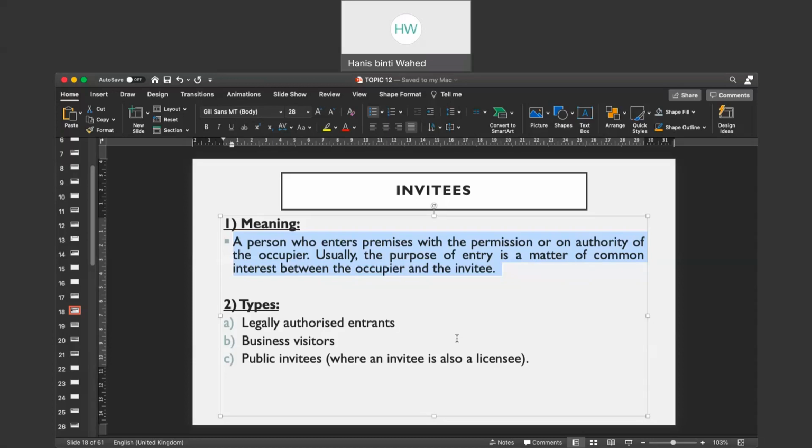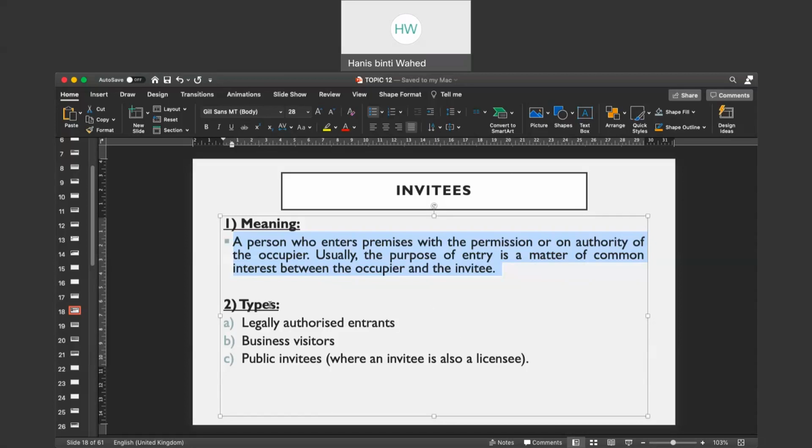And the invitee does not have the knowledge of the unusual danger, the existence of the unusual danger. So back to the example that I've given just now, katakan B, the occupier of the shop, needs to exercise reasonable care untuk prevent any injuries ataupun damage kepada A, who is the invitee. Jadi B kena make sure yang there is no unusual danger in that shop. Okay.